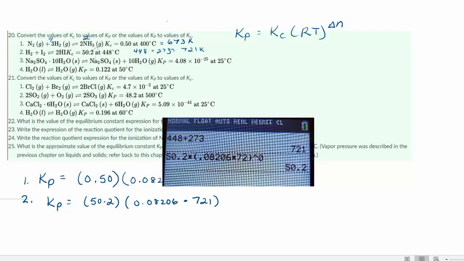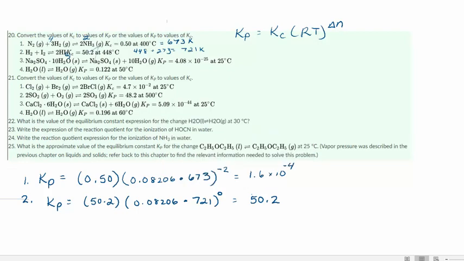Now in this reaction, I'm not given phases. I think I'm going to insert that all of these are gases. Here I have 2 moles of gas on the product side, and I have 2 moles of gas on the reactant side. So my delta n is 0. So this means my Kp is 50.2.